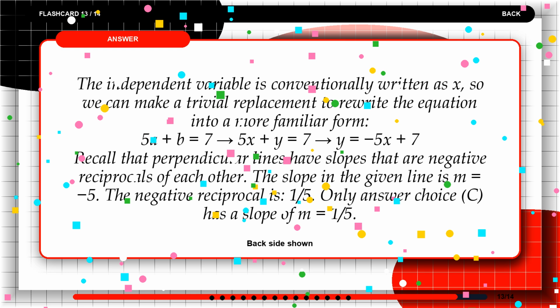Recall that perpendicular lines have slopes that are negative reciprocals of each other. The slope in the given line is m equals minus 5. The negative reciprocal is 1/5. Only answer choice C has a slope of m equals 1/5.